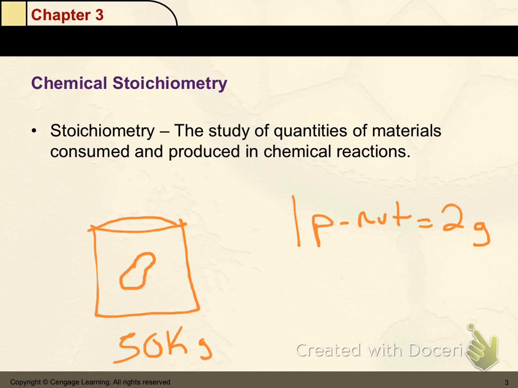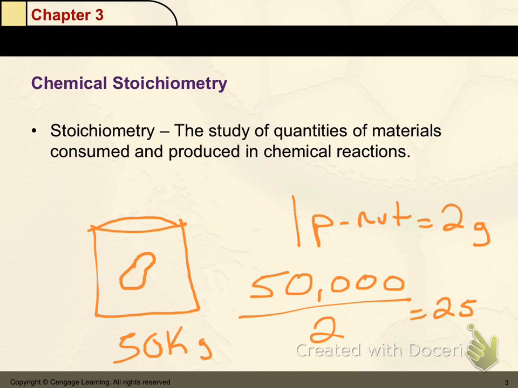Well, you could do 2 things. Number 1, you could count each one of them. Or number 2, you could use a method of counting by weighing. Knowing that each peanut weighs 2 grams and the bag itself weighs 50 kilos, you could see how many peanuts it is going to take to make up 50 kilos. Should be a pretty simple calculation: 50,000 divided by 2. And in that bag, you've got 25,000 peanuts.